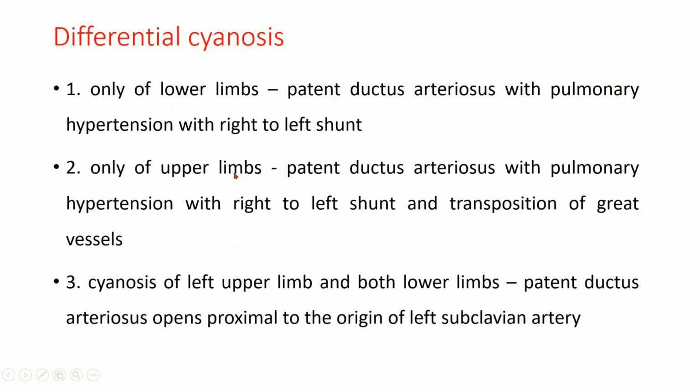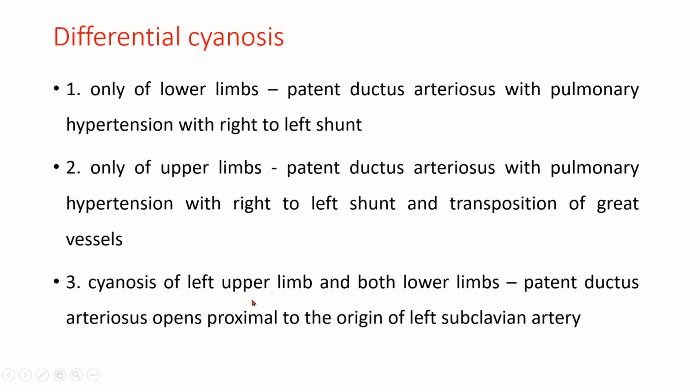Differential cyanosis, only of lower limbs: patent ductus arteriosus with pulmonary hypertension with right to left shunt. So in this case, cyanosis is seen only in the lower limbs. Only of upper limbs: patent ductus arteriosus with pulmonary hypertension with right to left shunt and transposition of great vessels. So here transposition of great vessels is added.